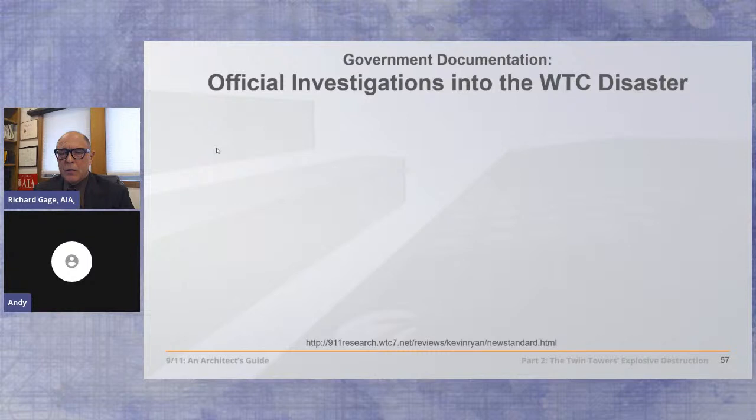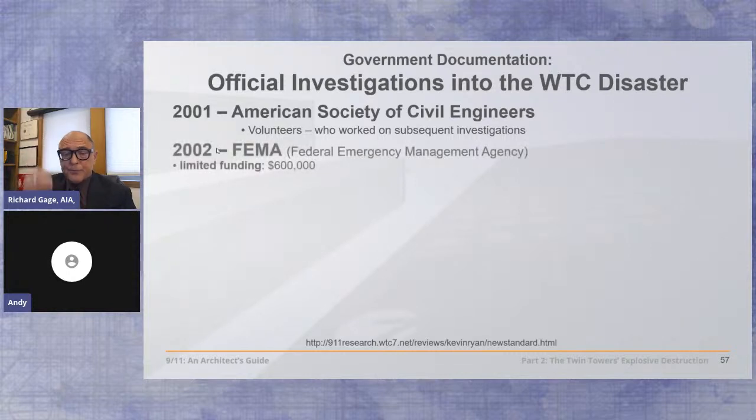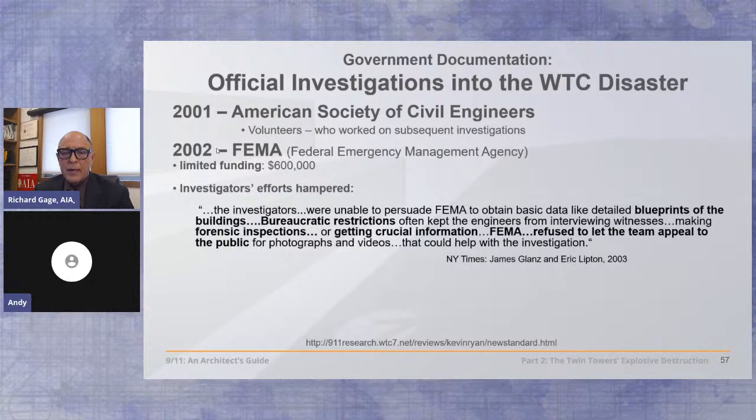Even the official story had several investigations, including the American Society of Civil Engineers, starting with volunteers who worked themselves into each of the subsequent investigations for the most part. FEMA finally got $600,000 worth of funding, which is a pittance compared to any of the national tragedies we've had that had to be investigated. But even their efforts were quite hampered. According to the New York Times, they couldn't get access to the site, couldn't get access to the blueprints of the building, couldn't get access to the steel. It's remarkable that they were able to put together a report on this building at all.